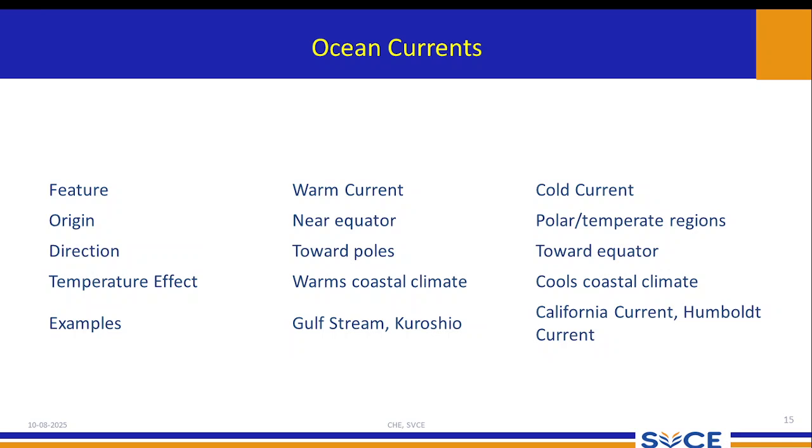This is near the cold current near the polar. Direction is towards the poles. Here the cold current goes towards the equator. Temperature effect: warm currents warm the coastal climate, cold currents cool the coastal climate. Okay, cold current cools coastal climate.